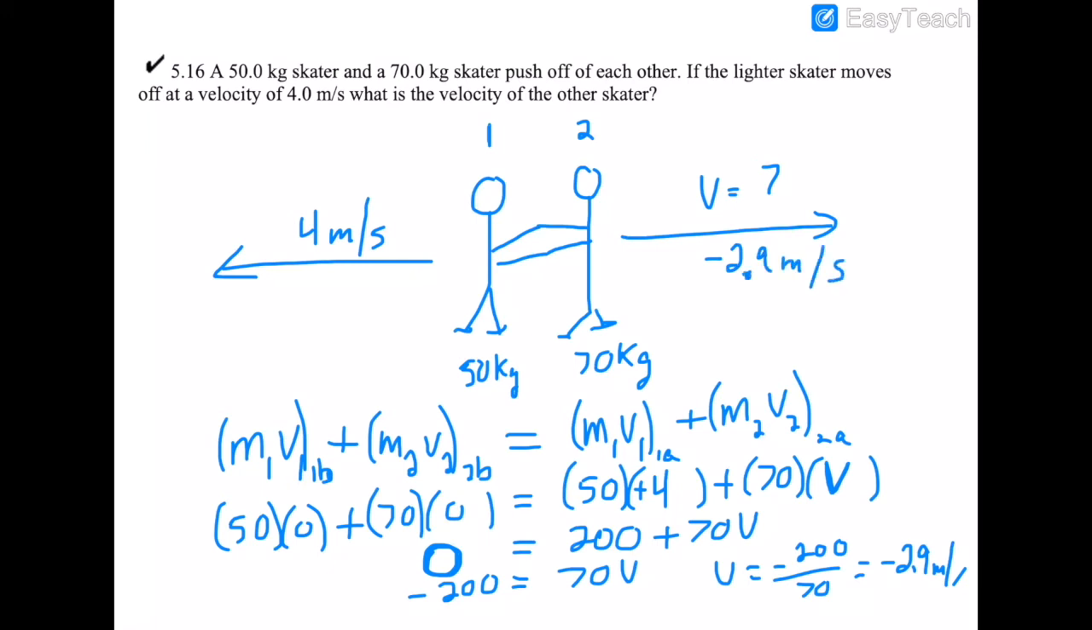Why negative? Because momentum and velocities are vectors, right? So if we designated this skater going this way as 4, we designated it positive, we know that this skater is going to go the opposite way. Now, I hope that doesn't confuse you. I turned it around. Normally to the right is positive and to the left is negative, but I didn't designate it that way. So this one's going plus 4. This other skater has to have an opposite velocity, a negative 2.9 velocity. Okay. I hope that makes sense.